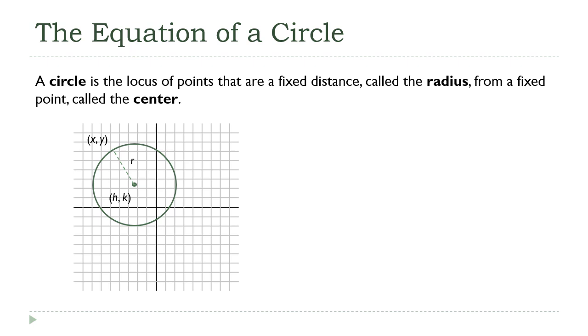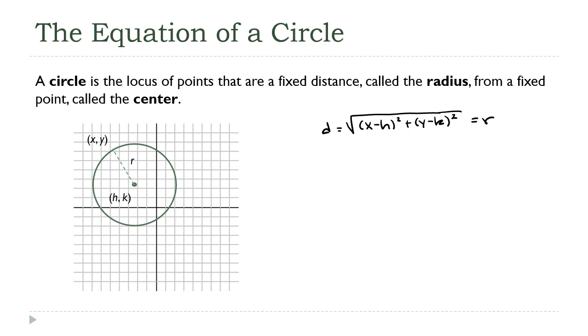The distance formula tells me that the distance between these 2 points is the square root of (x minus h) squared plus (y minus k) squared. And because those 2 points are the center of the circle and a point on the circle itself, this distance has to be r. Now, there's our formula, right?